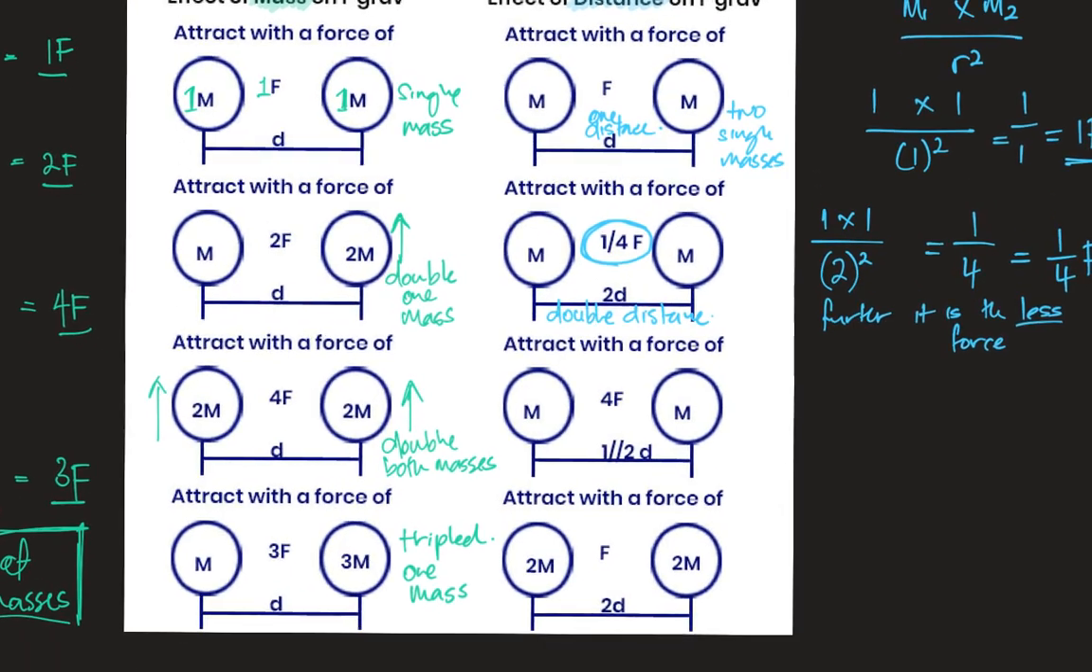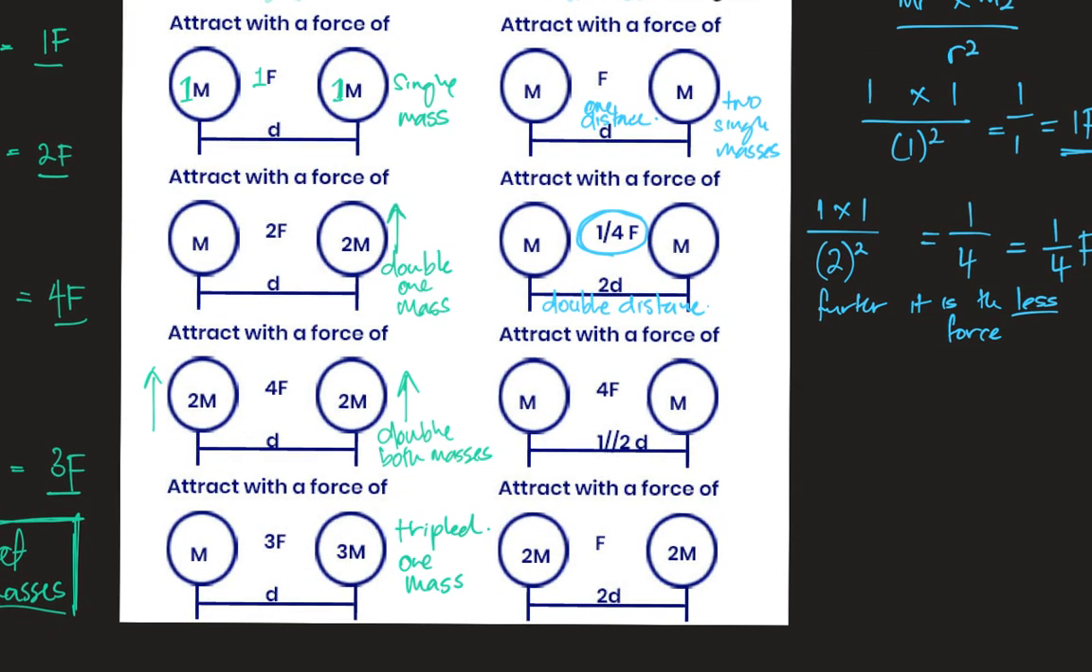Let's look at the next one, number 3 here. You've got 2 single masses, but you've got half the distance. So what we do is we say 1 times 1 all over a half squared.